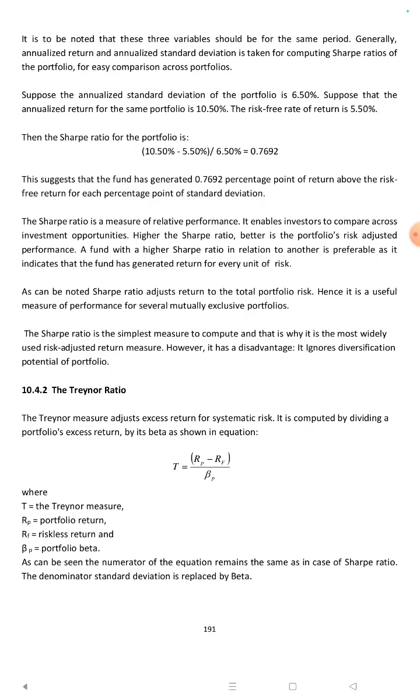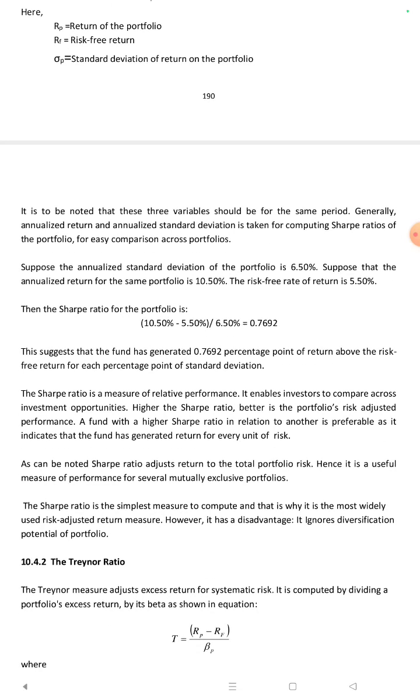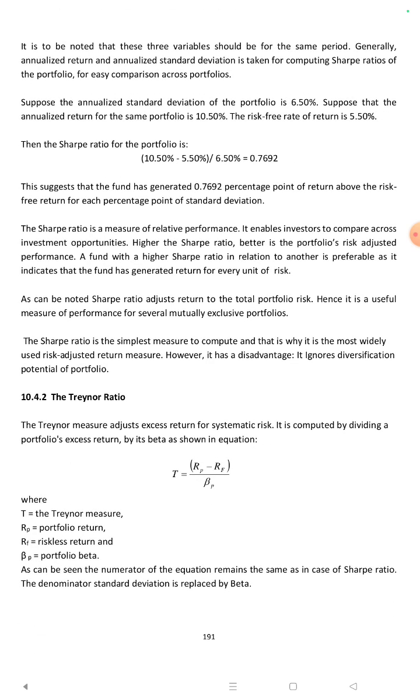तो अभी यहाँ पे जैसे फॉर्मूला था रिटर्न ऑफ पोर्टफोलियो, तो रिटर्न ऑफ पोर्टफोलियो 10.5 है, रिस्क फ्री रेट ऑफ रिटर्न जो है वो 5.5 है और डिवाइडेड बाय स्टैंडर्ड डेविएशन ऑफ पोर्टफोलियो. तो ये जो टोटल निकल के आएगा वो 0.7692. This suggests that the fund has generated 0.7692 percentage point of return above the risk-free return for each percentage point of a standard deviation.